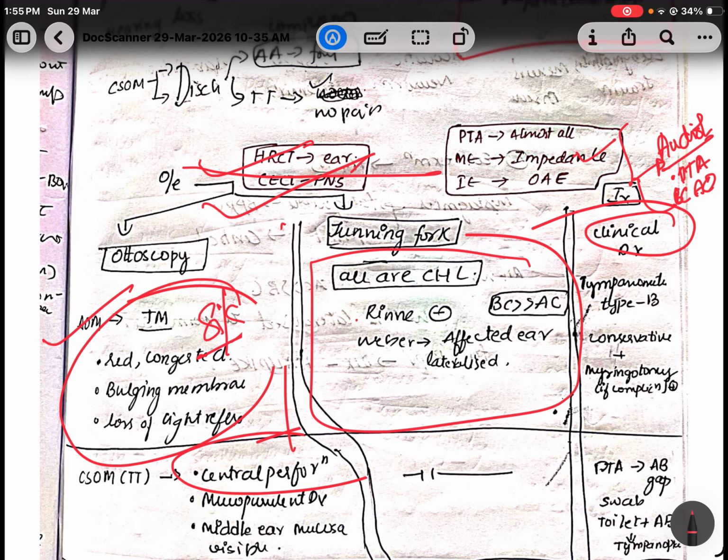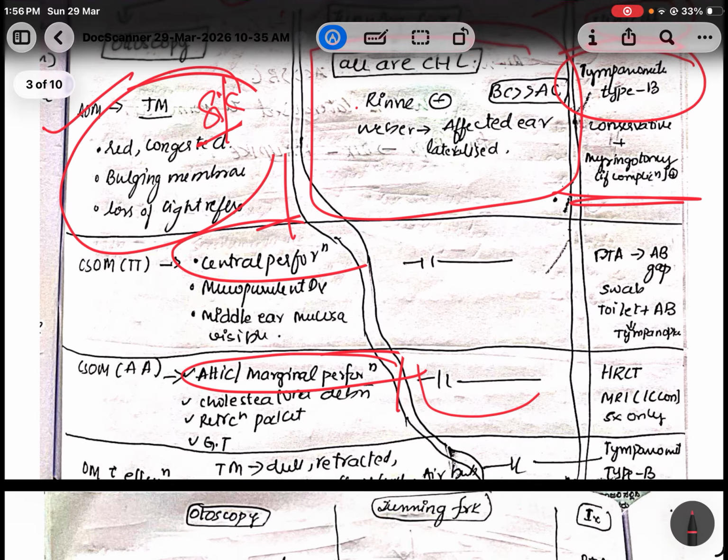Again, the important thing you need to remember is that everything in the middle ear is conductive hearing loss. Again, it remains the same thing. You need to know about tympanometry, that is important, right? So again you will write about that. And if there is a complication, obviously go with myringotomy. Okay, CSOM again goes with the same thing.